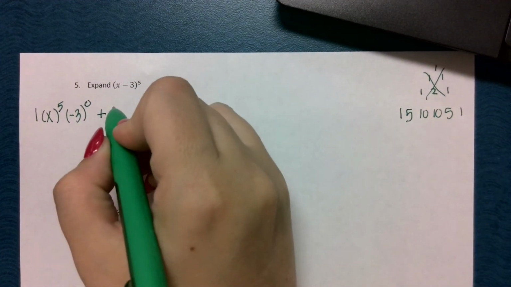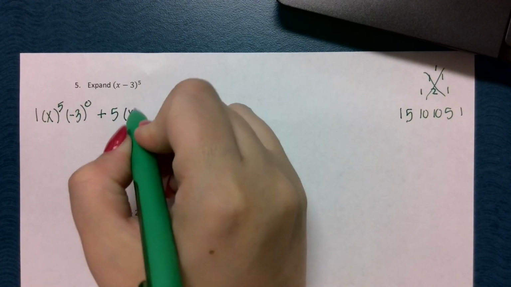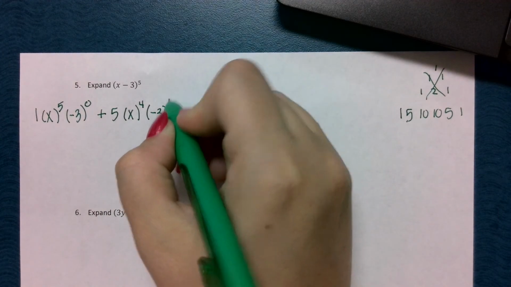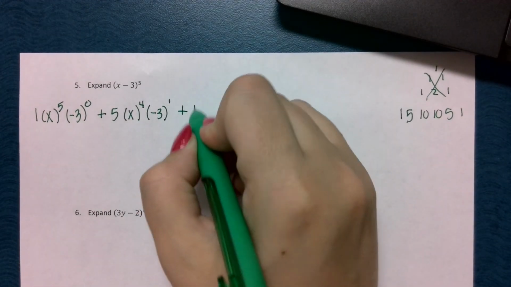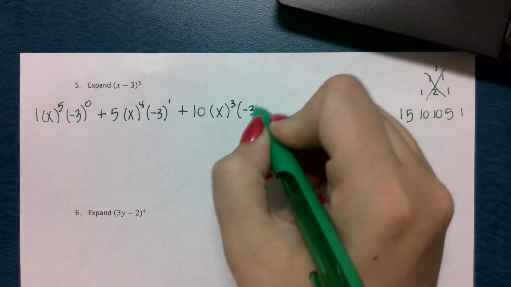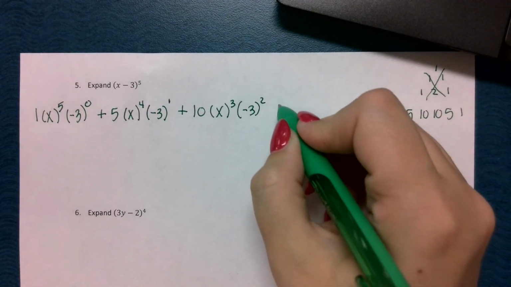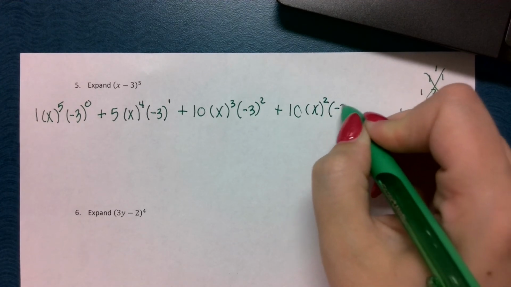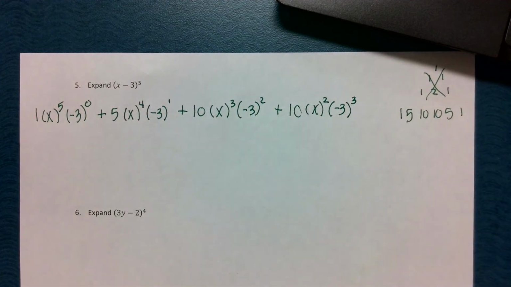Plus, next number is 5. X is going to be 1 lower. Y, negative 3, is going to be 1 bigger. Next is 10. X is going to be 1 lower. Negative 3 is going to be 1 higher. Next number is 10 again. X is going to be 1 lower. Negative 3 is going to be 1 higher.